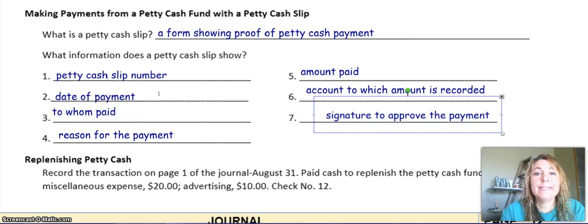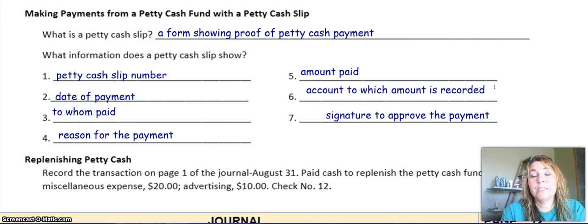The second thing is the date of the payment, or the day we're taking the money out of the petty cash box, to whom the petty cash is being paid, the reason for the payment, the amount of the payment, the account to which the amount is going to be recorded. So were we buying postage, were we buying supplies, what account are we using to record this money into? And then we need a signature to approve the payment just like we would on a check.